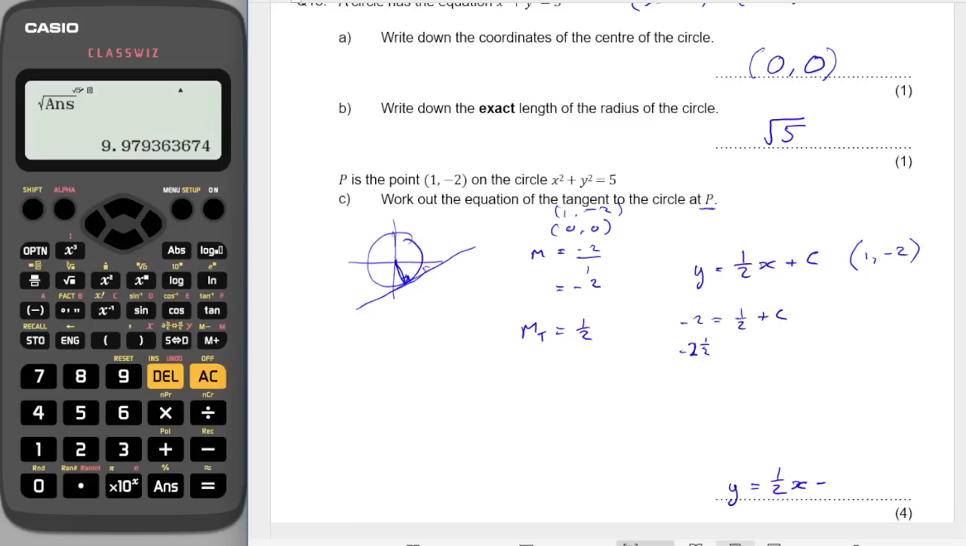So -2 minus 1/2 is -2.5. There are other forms that we could have. We could, for example, multiply it all through by 2 and say 2y is equal to x minus 5, or any rearrangement of that.